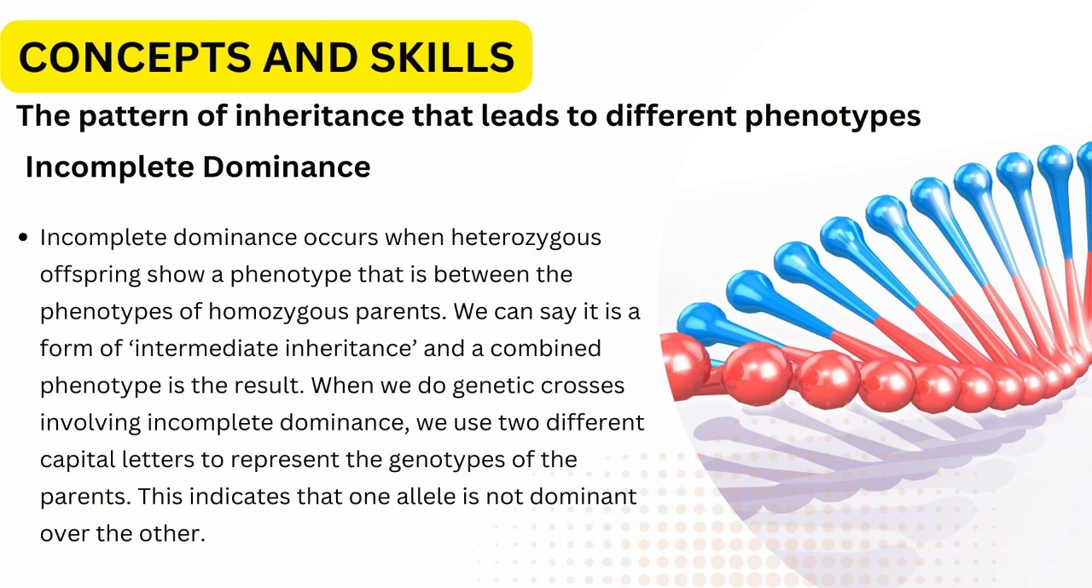When we do genetic crosses involving incomplete dominance, we use two different capital letters to represent the genotypes of the parents. This indicates that one allele is not dominant over the other.